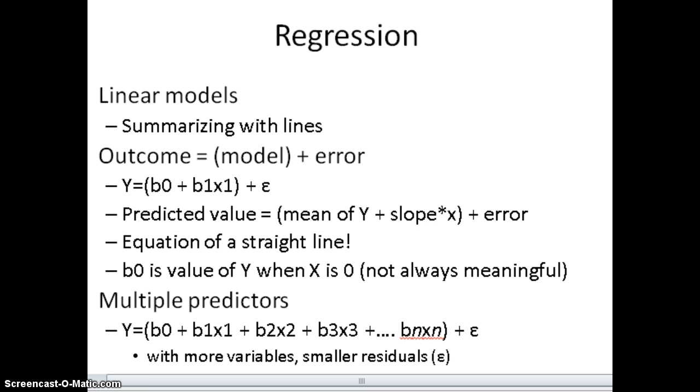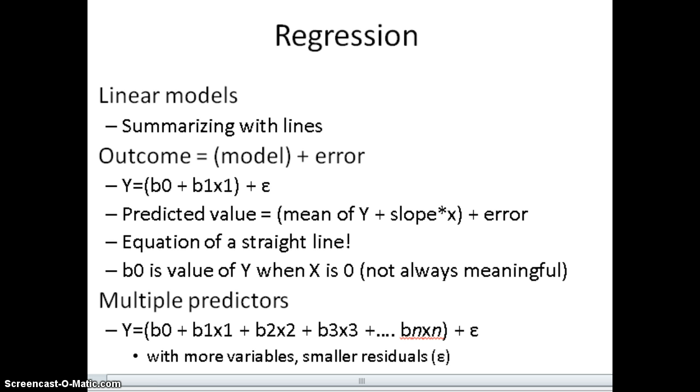Regression, ANOVA, and many other statistics are all different cases of linear models. In other words, we are using lines to summarize, describe, and predict data. The lines we use to predict data come from the same conceptual formula that you've seen multiple times now in the text and in these slides.